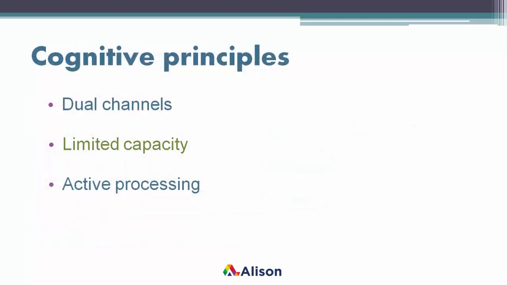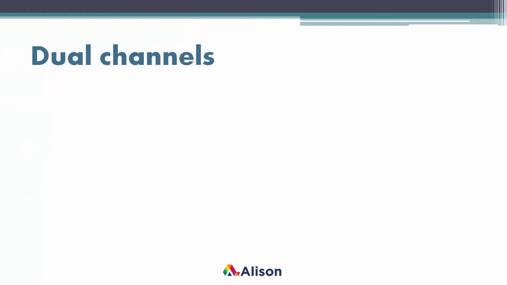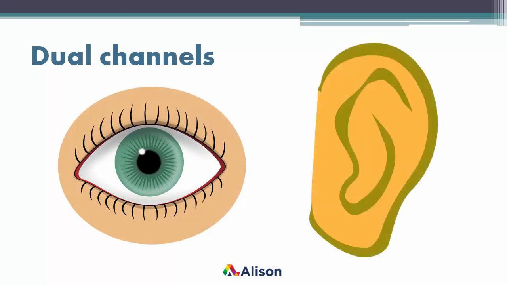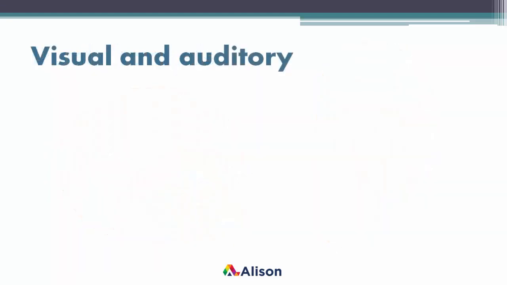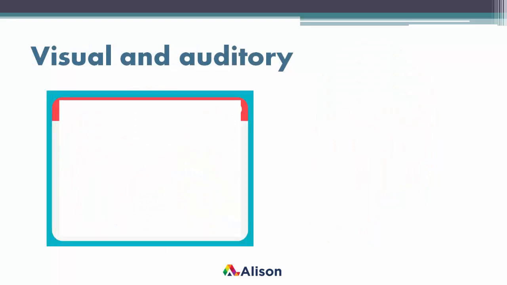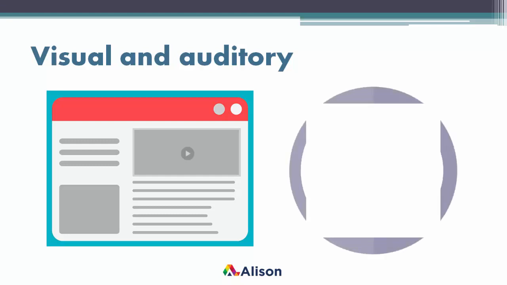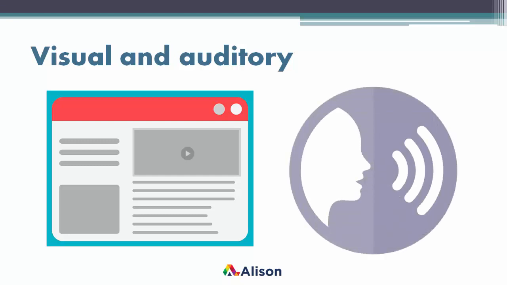Why is capacity limited? Capacity is limited as a consequence of the dual channels principle. The dual channels principle holds that information is taken in by learners through two channels, the eyes and the ears. The eyes interpret visual information such as text and graphics. The ears interpret audio information such as speech and sound.